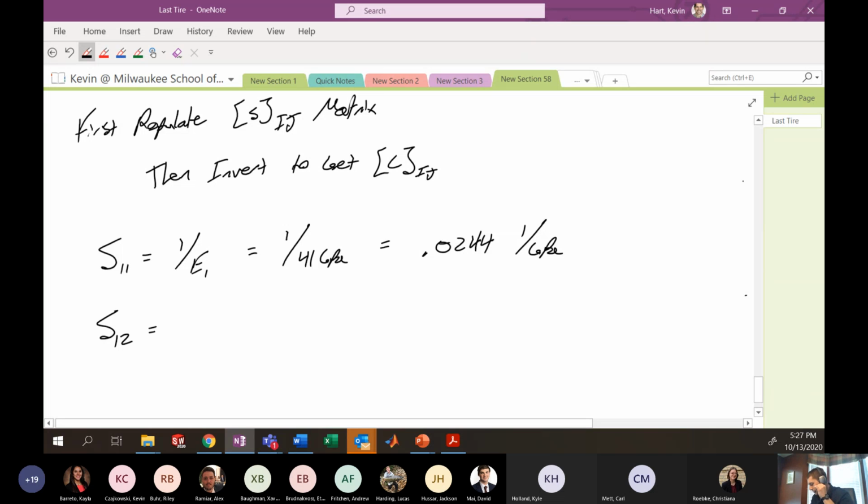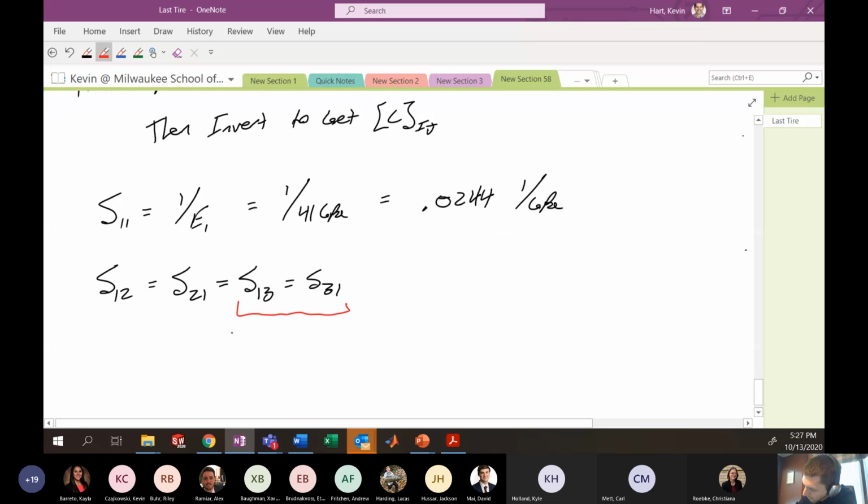Can keep making our way through. S12 here. Just to be consistent, it's the same as S21 because we're symmetric. This is going to be the same as S13 and S31. And this is because unidirectional composites are transversely isotropic. This one we get here by Sij symmetry.